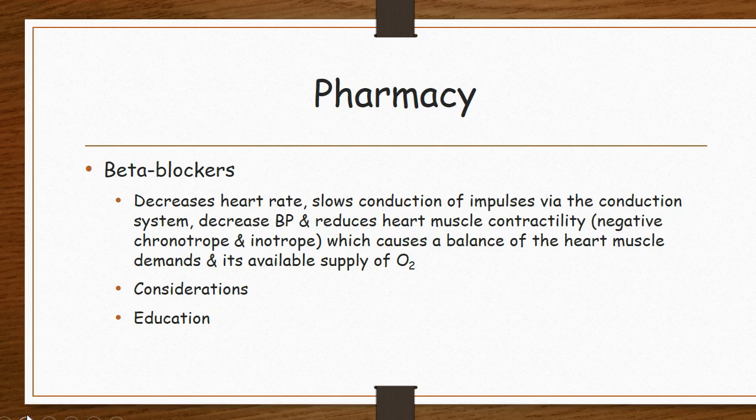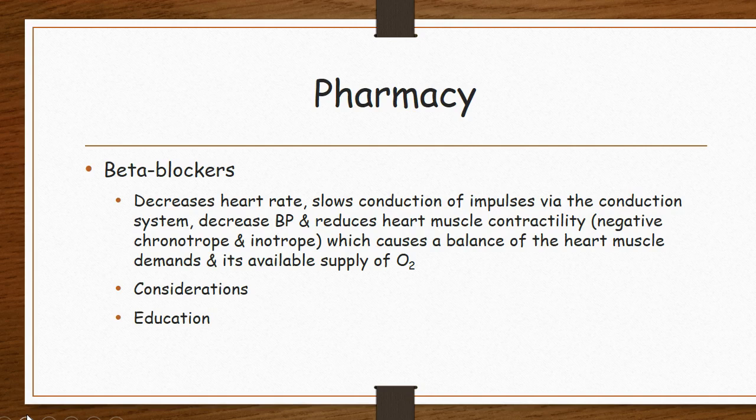Other medicines that are used in angina are beta blockers. They decrease the heart rate, slow conduction of impulses, decrease blood pressure, reduce heart muscle contractility. This creates a balance of heart muscle demand, and the supply of O2 is more available.